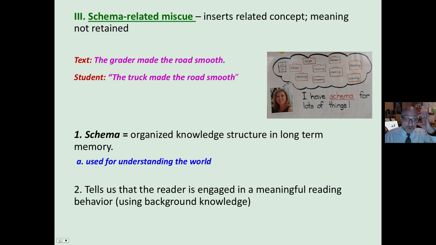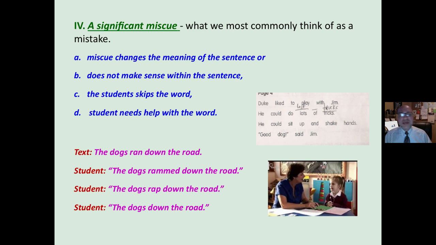Now, a schema is an organized knowledge structure in the brain and long-term memory used for understanding the world. This tells us again that the reader is engaged in a meaningful reading behavior using his or her background knowledge. It's still a miscue, still counted as such, but it gives us a better understanding of that reader.